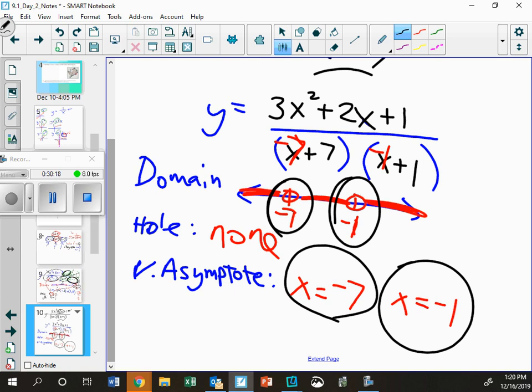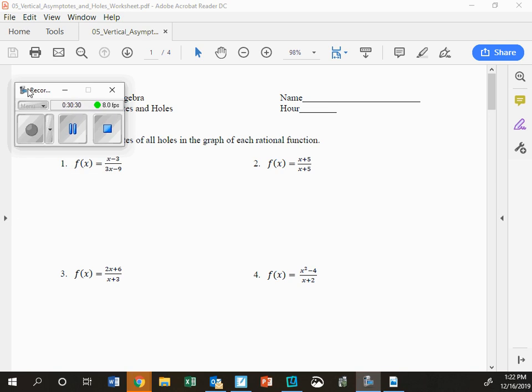Okay. That's typically what your whole homework assignment is like. All right, so let's go find your homework assignment. I'm going to pause for a second while I pull that up. Okay, so here's the worksheet.